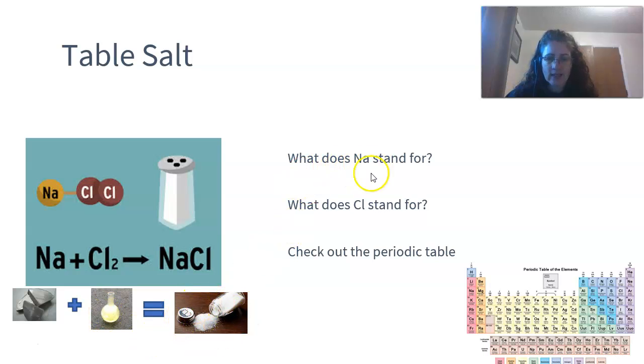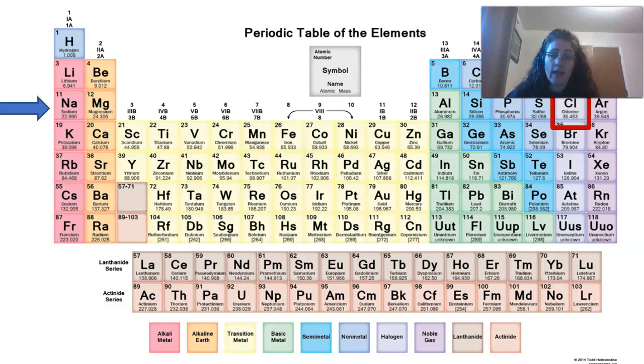So what does the Na stand for? It stands for sodium. Cl stands for chlorine. And you'll see that some of them, their abbreviations are based on their Latin name, because Latin was the language of scholars for many years. So many of these abbreviations have symbols that are different from the beginning of their name.